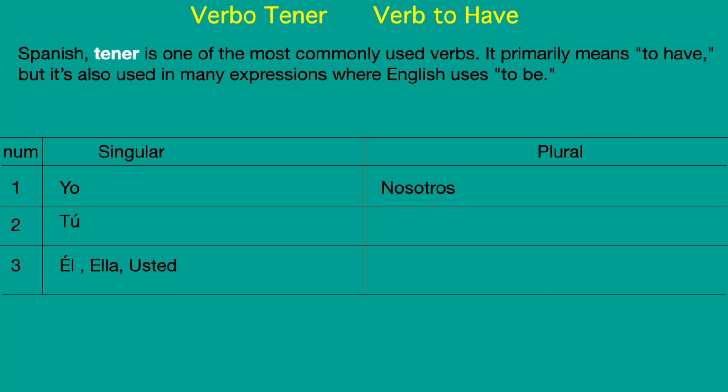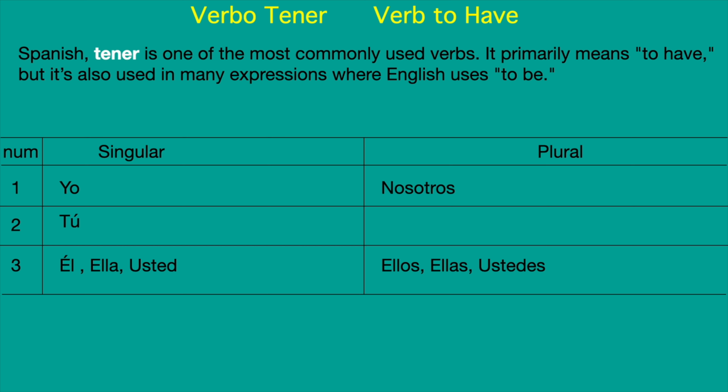Then in the plural we have nosotros, we, and then for they we have ellos when it's masculine, ellas when it's feminine, and ustedes for you in plural as well. So here we have yo, tú, él, ella, usted, nosotros, ellos, ellas, ustedes.